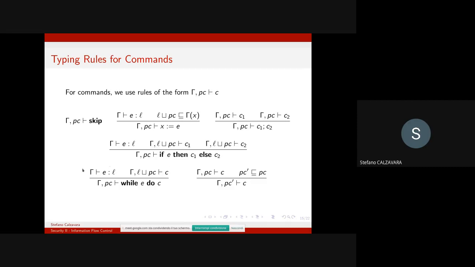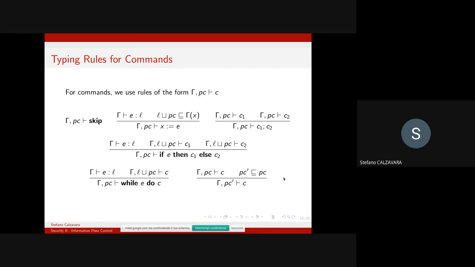We have a similar rule for while, which essentially mirrors exactly the same intuition. So once we want to type check a while, we first type check the expression E, which is the guard. We find the security label of the guard, and we type check the body of the while by raising the current PC label with the join with the same security label of the guard. Then we miss a couple of more rules. One rule says that if I want to type check two commands, which are put once after the other one, we just type check the two commands individually. That's super simple.